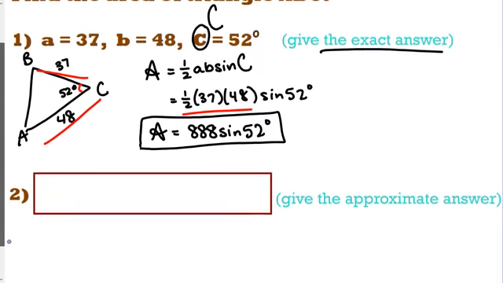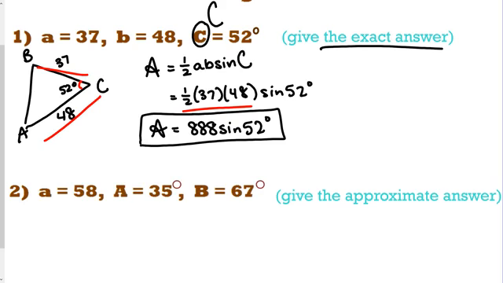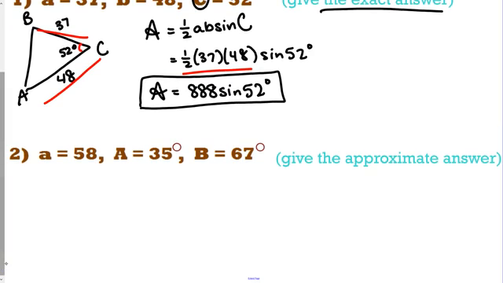Okay, so that was a very straightforward one. We had everything we needed. We just plugged it in the formula. For number 2, what we're given is side A, angle A, and angle B. So we're not given the information we need to use the area formula. Not yet anyway. We're going to have to find it.